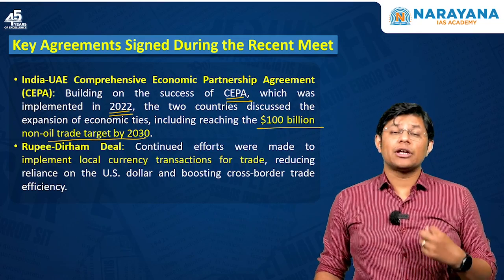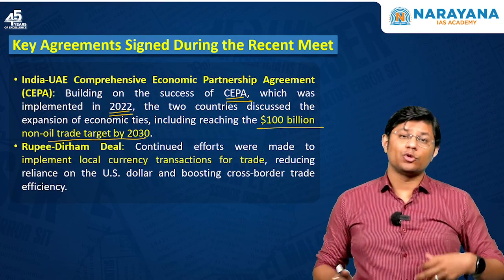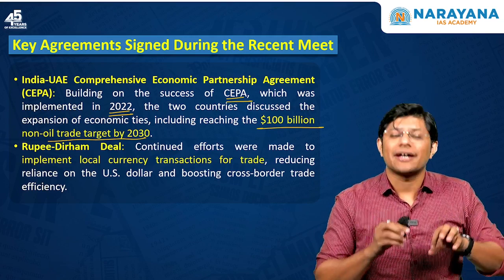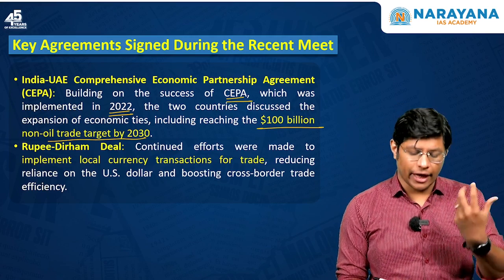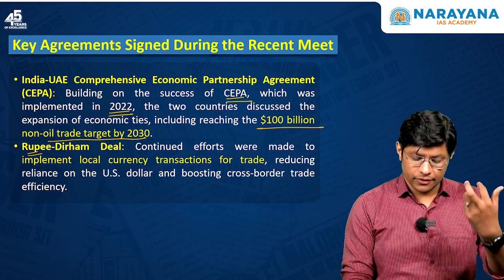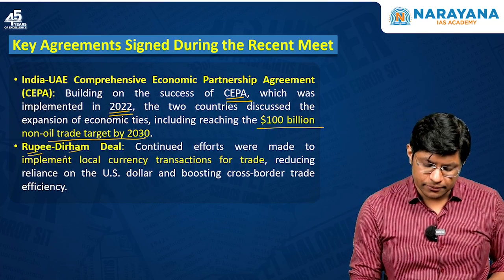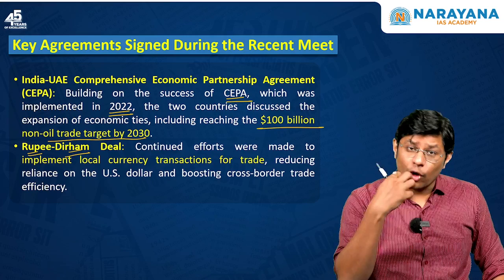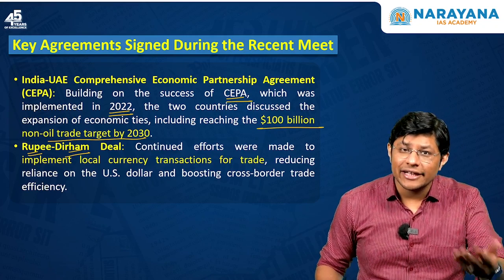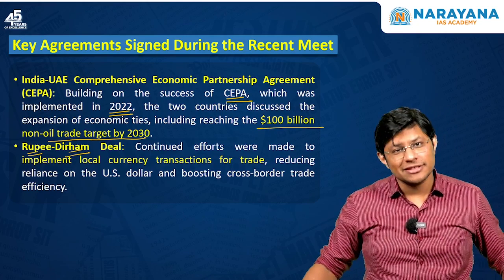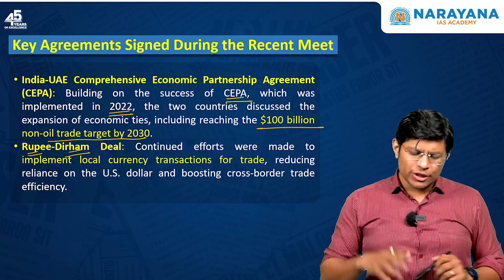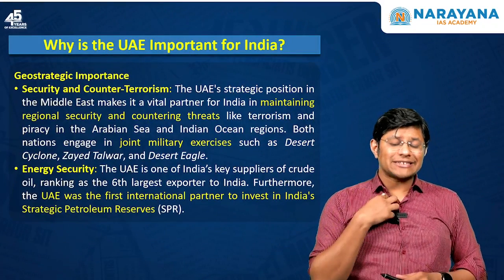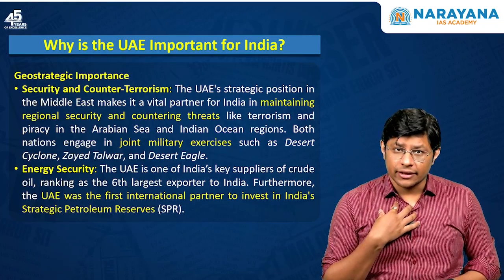And then both the countries are also cooperating so that they can deal in their own currencies. That is, we have the rupee, and the local currency in UAE is the dirham. So, we are trying to use more and more local currencies for our trade, thereby reducing our dependence on the US dollar, right? So, these are the key agreements signed during the recent visit. But now let us try to understand why UAE is important for our country.